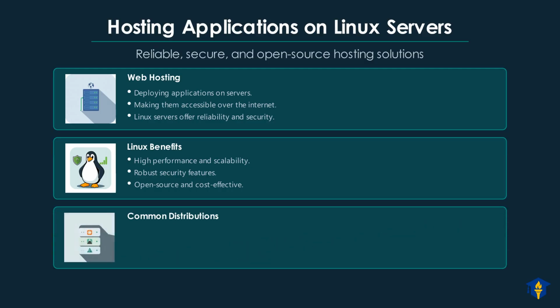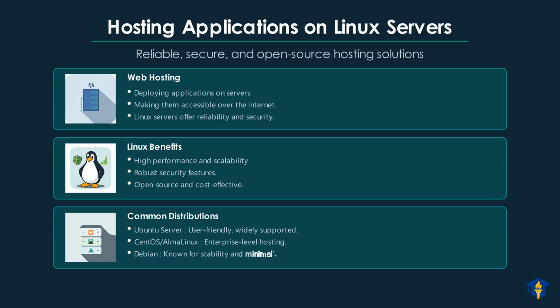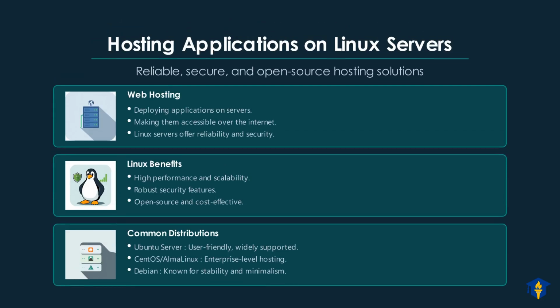Let us look at some of the most common Linux distributions that are frequently used for hosting applications. Ubuntu Server is known for being user-friendly and is widely supported, making it a great starting point. CentOS and Alma Linux are excellent choices for enterprise-level hosting, offering stability and long-term support. Debian, on the other hand, is highly regarded for its stability and minimalist design, ideal for specific needs.